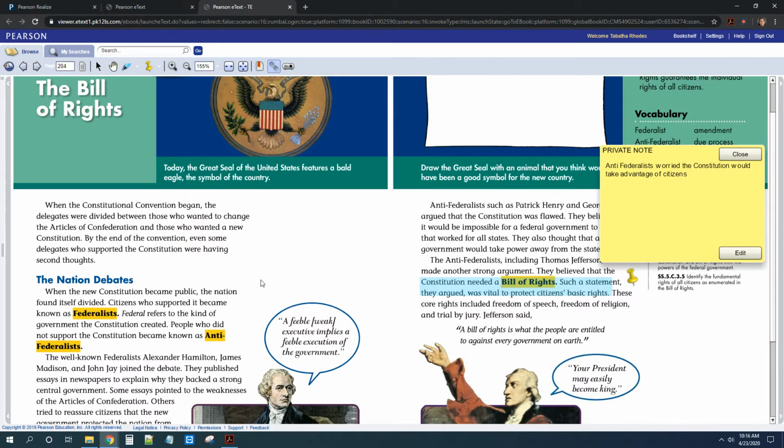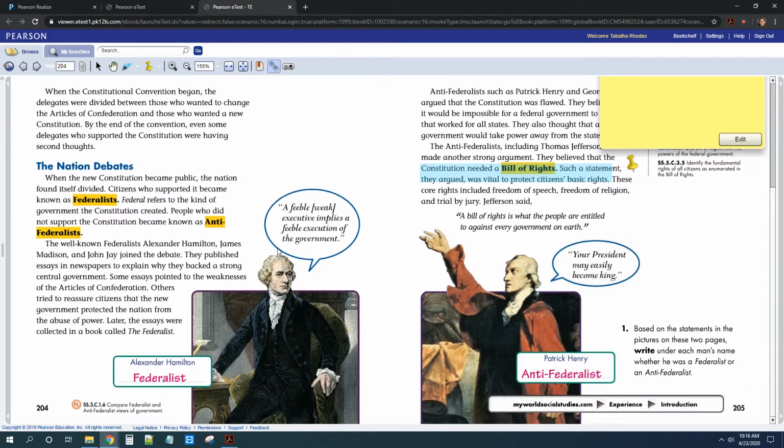So you learned about two groups of people that kind of came out of this debate, and we had Federalists and Anti-Federalists. So Federalists were people who supported the Constitution, and then Anti-Federalists were the people that were against it.